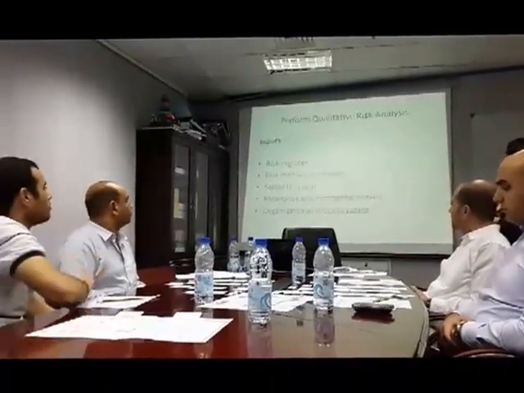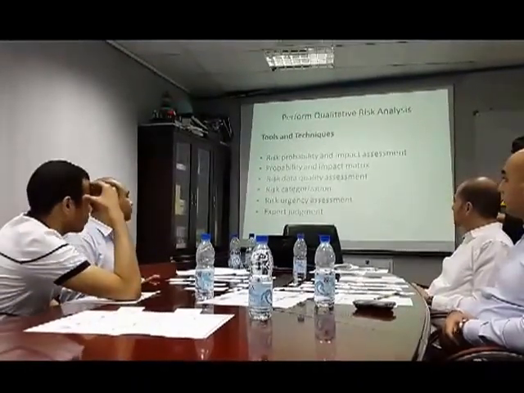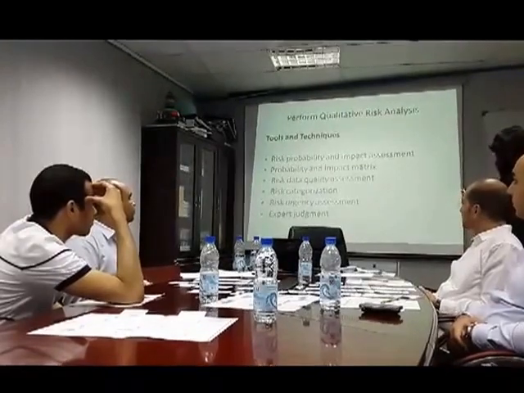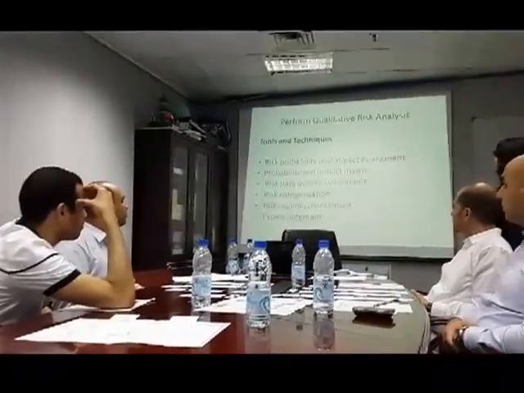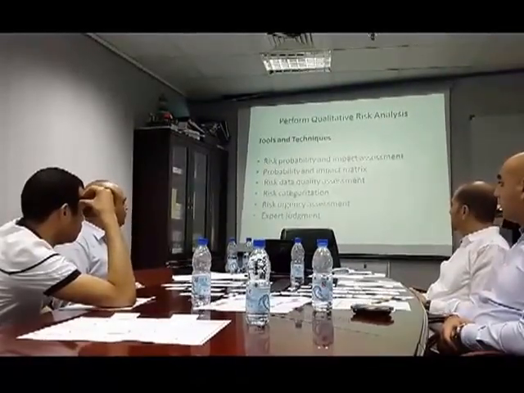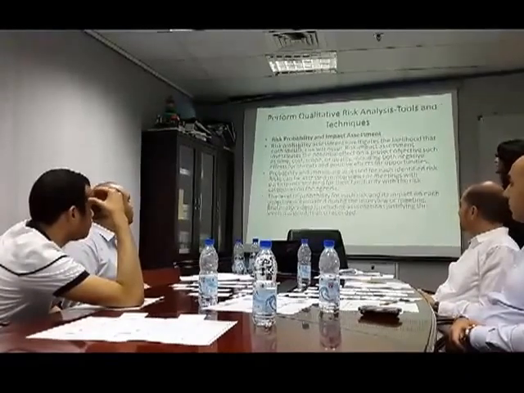I talked about the enterprise environmental factors and organizational process assets. The tools and techniques are the risk probability and impact assessment, probability and impact matrix, risk data quality assessment, risk categorization, risk urgency assessment, and expert judgment. Let's see what these mean.